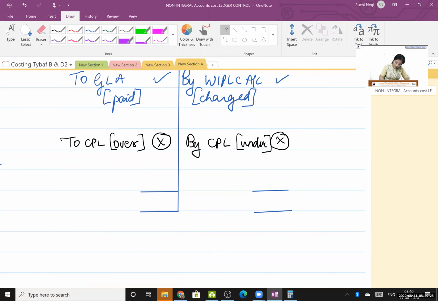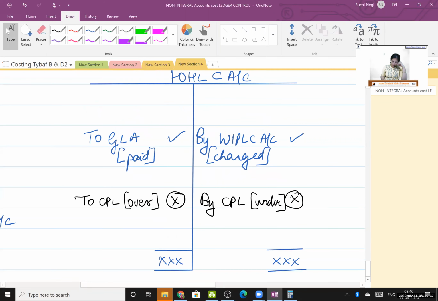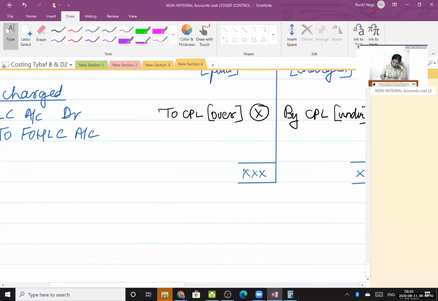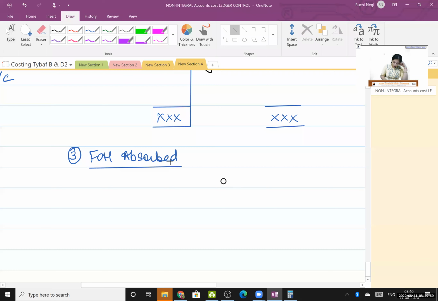Take two lines last time. Come to absorption also right here. Let's absorb. Same magic.